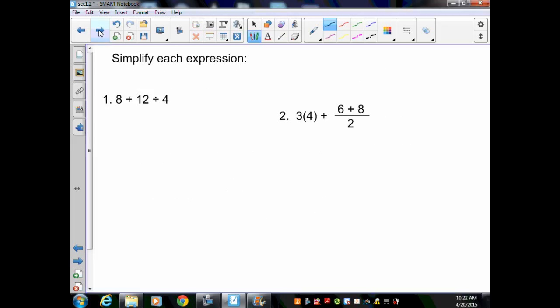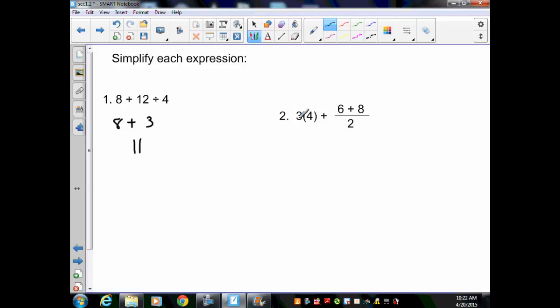Here I want to simplify each expression using the order of operations. Again, if this was in the book, I'd copy this problem down, work down the page. 8 plus 12 divided by 4 is 3, because I'm going to do multiplication and division in order from left to right. Now 8 plus 3 is 11.